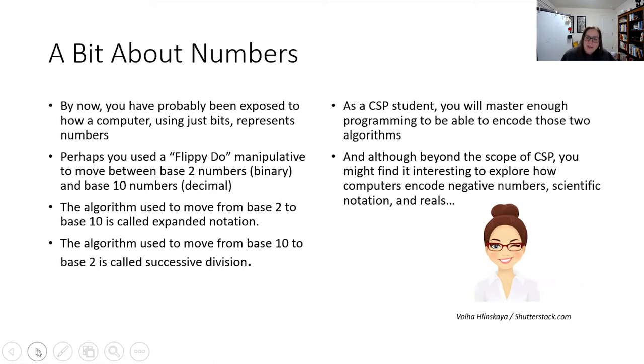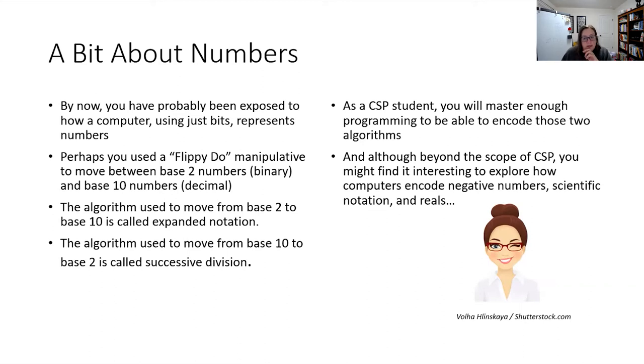Let's tackle numbers. At this point in your class, you have probably dealt with translating between base 2, our binary numbers, and base 10, our decimal set. A common technique, a common tool to use is a little construct called a flippy-do. Just in case you are ever on a quiz show, these algorithms, the algorithm to convert between one base to the other, they are important enough to be named. And so if you're going to move from base 2, whether you're using a flippy-do or some other techniques, if you're going from base 2 to base 10, that's called expanded notation.